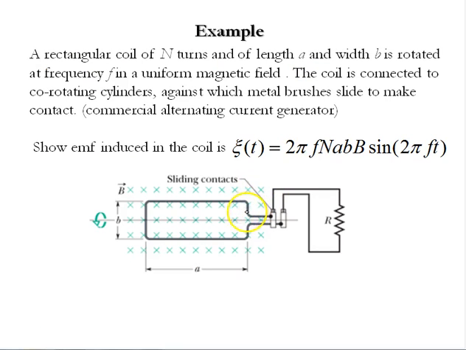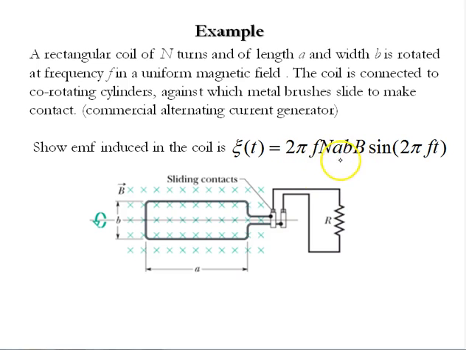We have a rectangular coil. It has N turns. It has an area of B times A, and it's located in a uniform magnetic field, but it's connected to these co-rotating cylinders that slide against metal brushes to make contact. That's the concept of our electric generator. If this can rotate, it will produce a current. What it will also produce is an EMF. So that's how we can use this rotating motion, torque, to create a current.